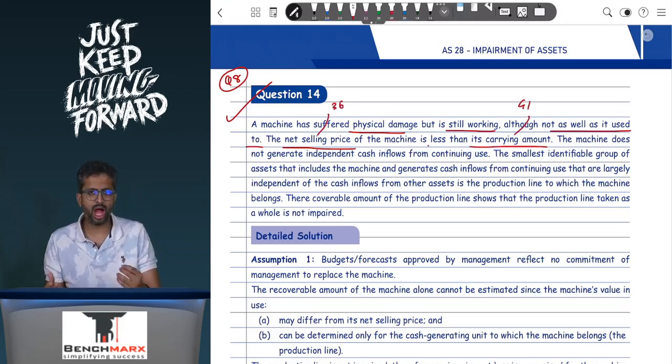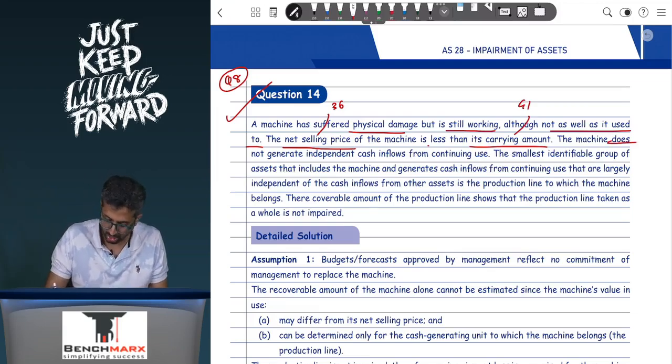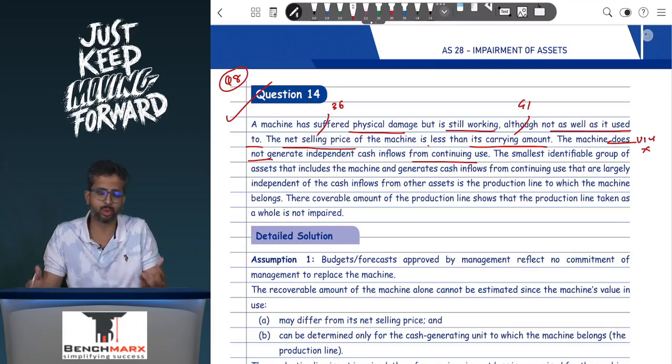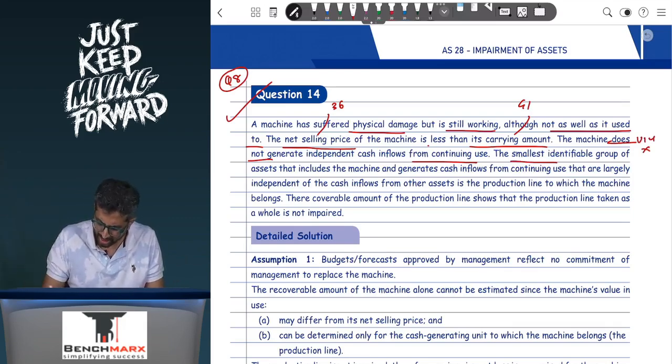Now, ideally, I need to find the value in use for this machine. The machine does not generate independent cash flows from continuing use. So the value in use cannot be determined, which means I should ideally go to the CGU level, provided I'm interested in using the asset or possibly even selling the asset. The smallest group of assets that includes the machine and generates cash flow from continuing use that are largely independent of the cash flow from the other assets is the production line to which the machine belongs.